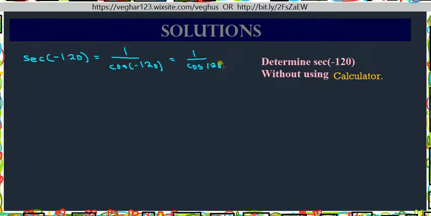We're going to use the special angle to be able to identify the value. Cos 120 is the same as cos of 60 plus 60, using the special angle to identify the value of the angle. So let's do it.